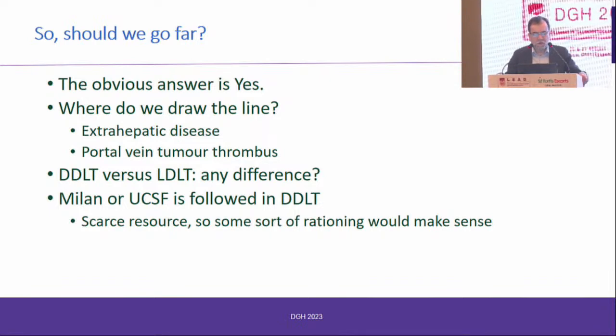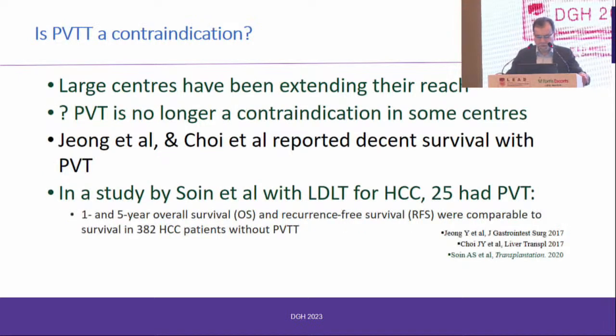Extrahepatic disease, portal vein tumor thrombus, should DDLT be different from LDLT, or Milan or UCSF followed in DDLT, which seems rational as this is a scarce resource, so some sort of rationing would make sense. Is portal vein tumor thrombus a contraindication? Till recently we thought it was, but some interesting work from Korea and Dr. Soin's unit have shown that it may be possible in certain selected cases.